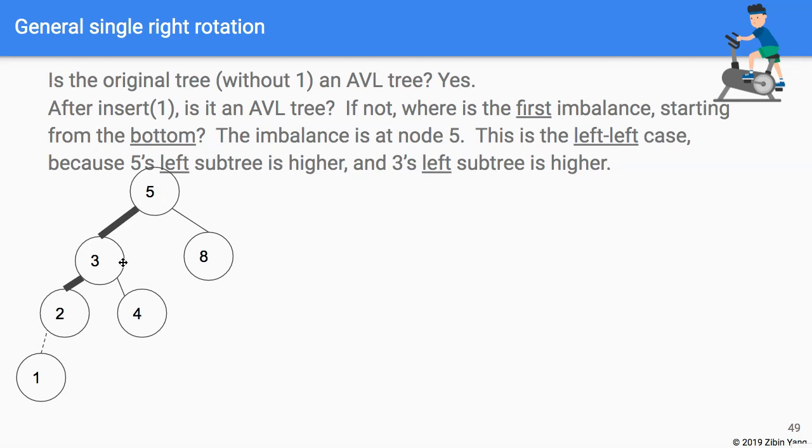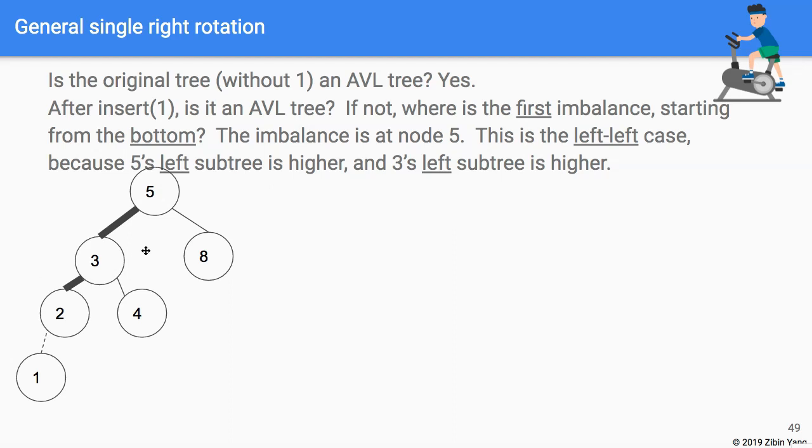And then you go down one level, come to 3, and you look at the left subtree and the right subtree. Well, the left subtree is higher, so we will be going down another left. So this is the left case. Okay, so what do we do in the left case?